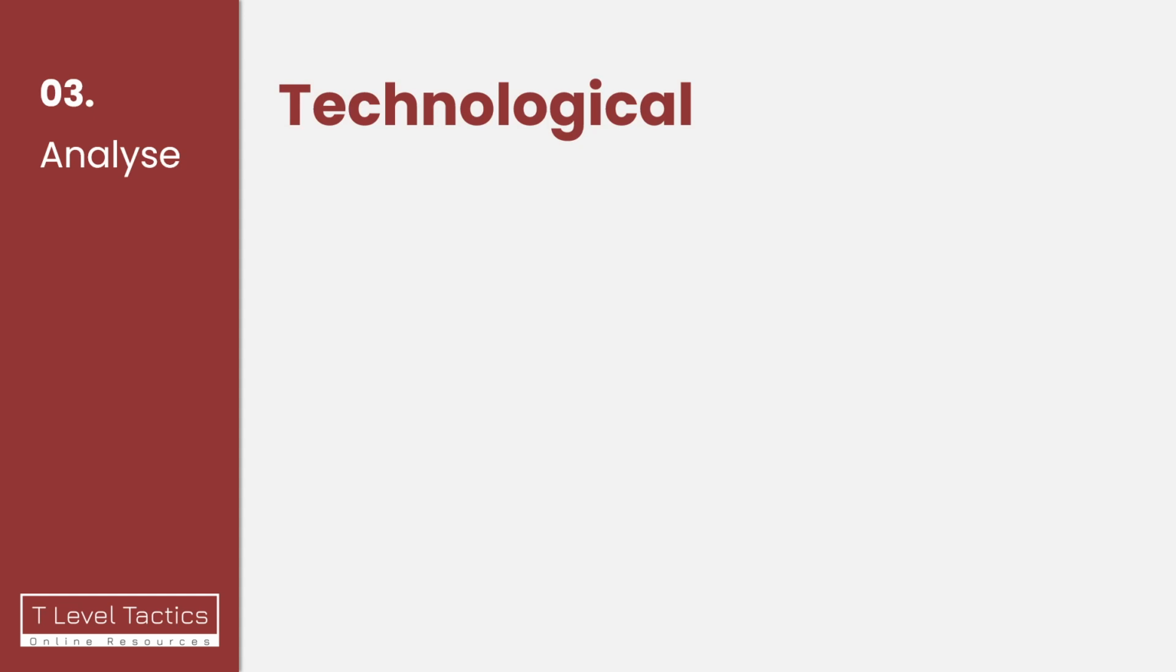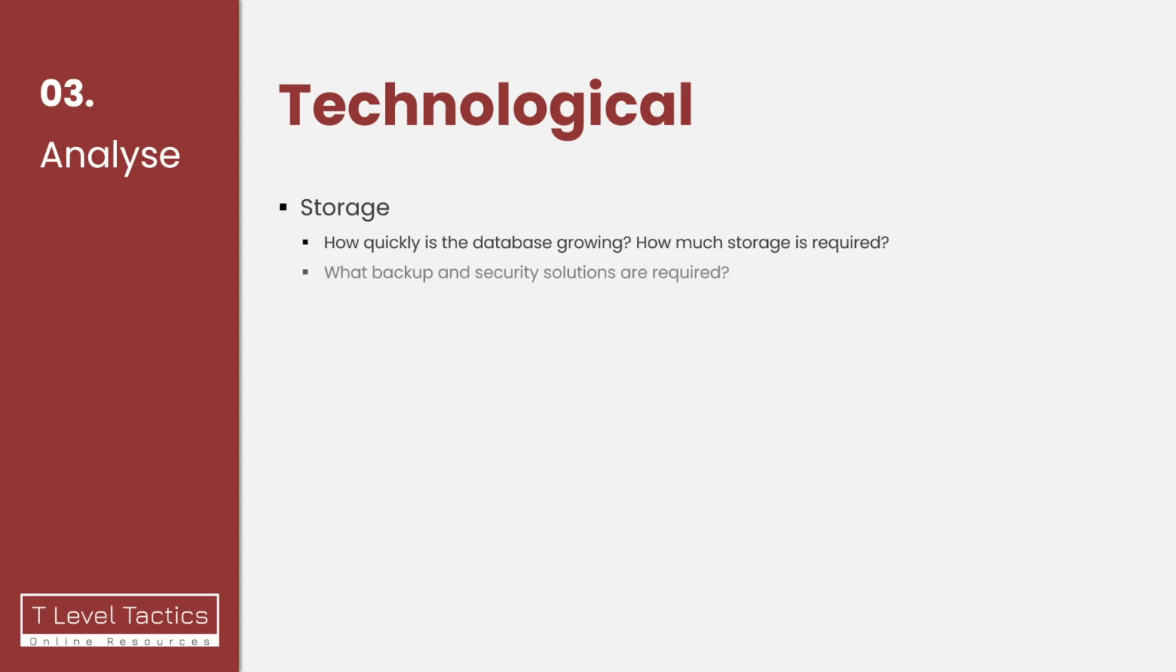Technological resources include things like storage. How quickly is the database growing? How much storage is required? What backup and security solutions are required? Is it more effective to have an on-site solution or to move all of our data to the cloud to make things cheaper and potentially more secure?